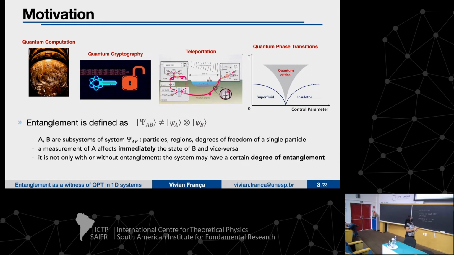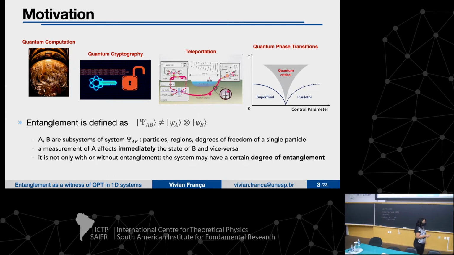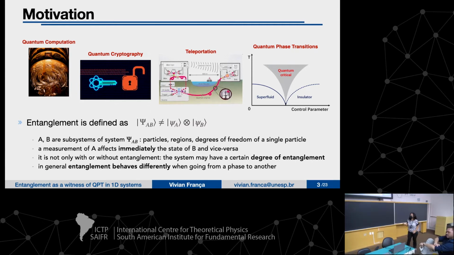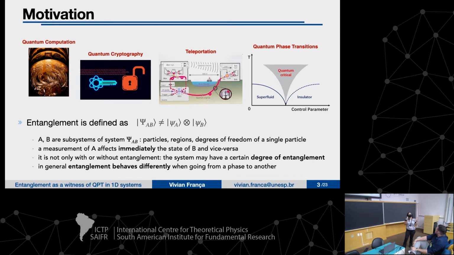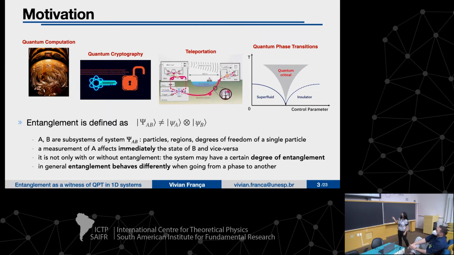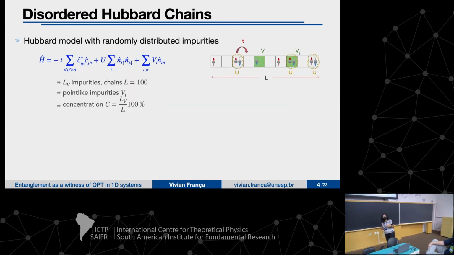So there are different degrees of entanglement that will be useful for describing quantum phase transitions. The reason is that in a general way, we would expect that the entanglement behaves very differently in one phase and in another, with respect to a specific parameter. But that is still very general, so let's start to be more specific to our system.